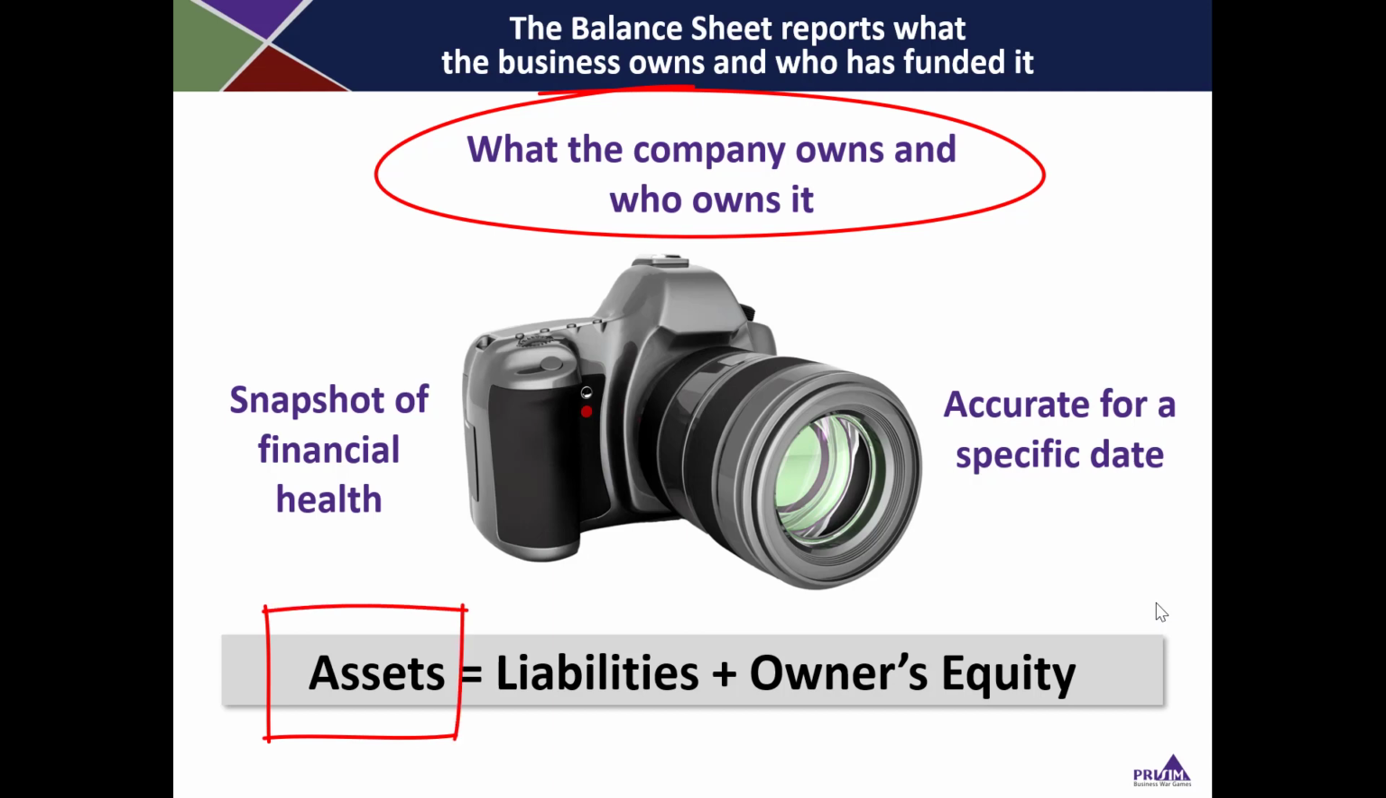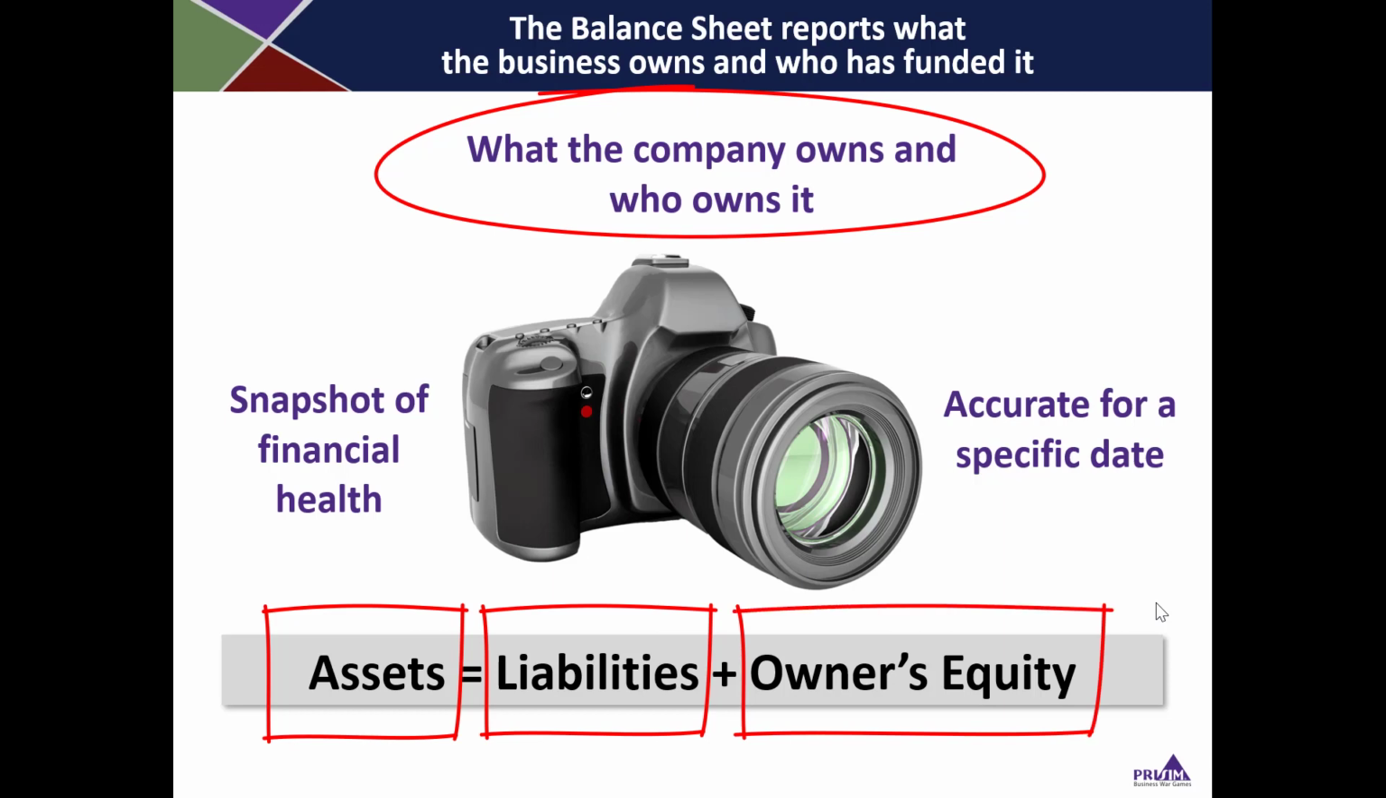Assets are paid for by credit extended to you by either suppliers or lenders, those are liabilities, or by the owners of the business, which is stockholders' equity. So assets have to equal liabilities plus owner's equity.